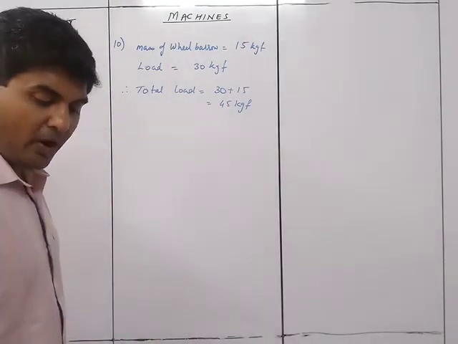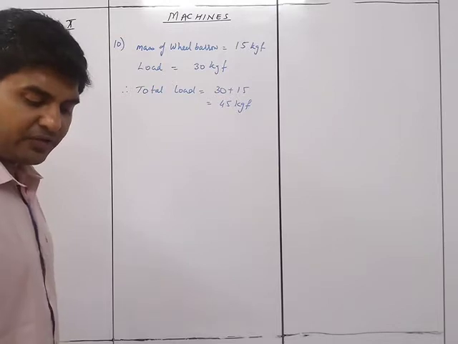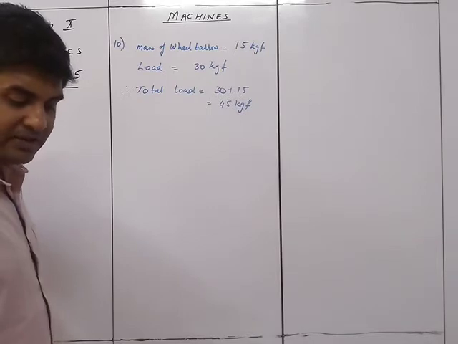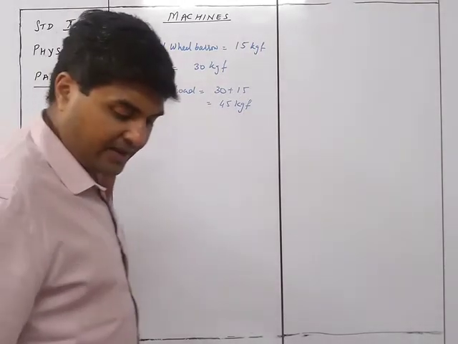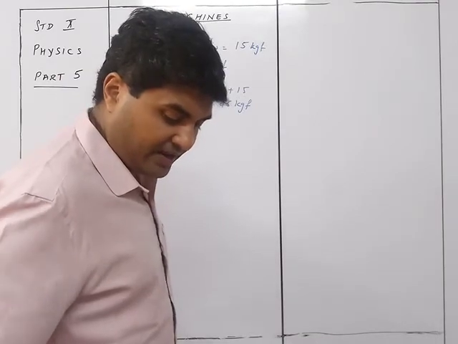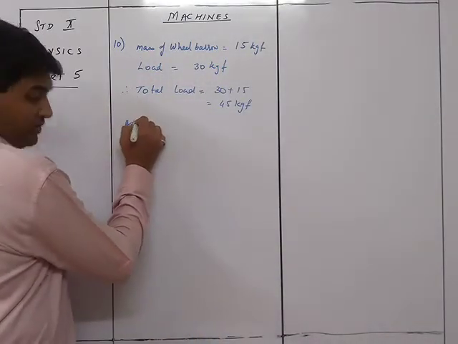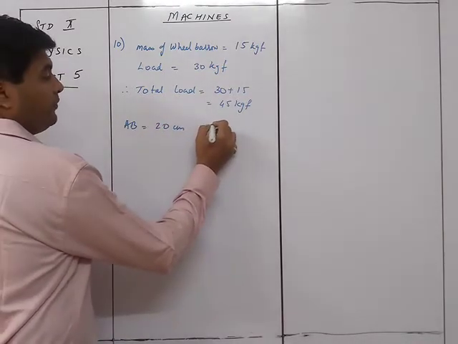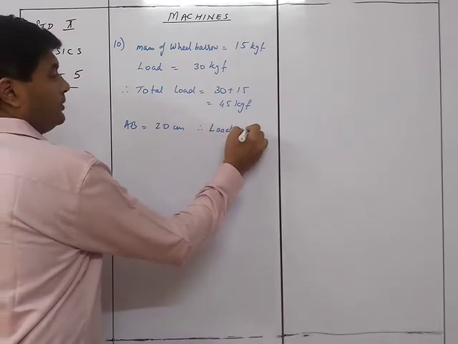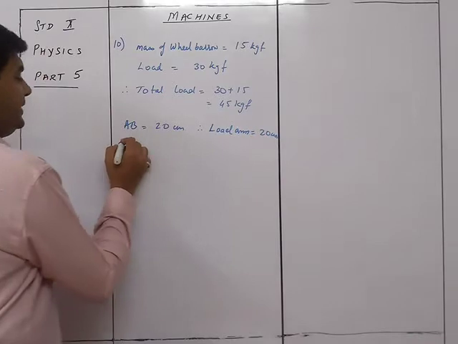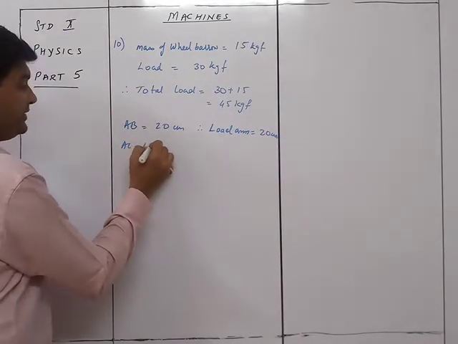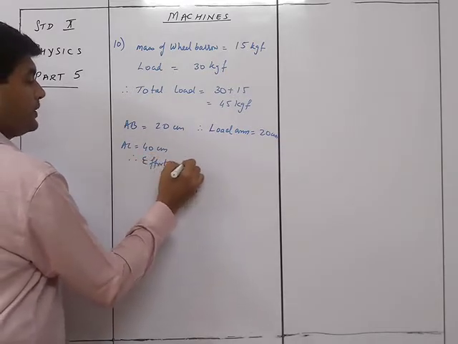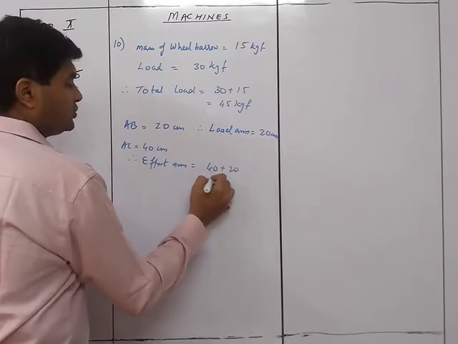kgf. And the point B and C: B is of course the fulcrum and C is the tip of the handle, such that the dimension of AB is given as 20 and AC is given as 40. So it is given that AB is equal to 20. Now this 20 centimeter is nothing but the load arm, equal to 20 centimeters, and AC is equal to 40 centimeters. Therefore effort arm is equal to 40 plus 20 is equal to 60 centimeters.